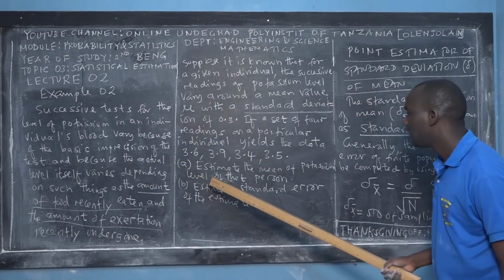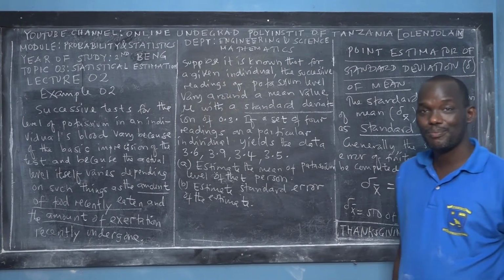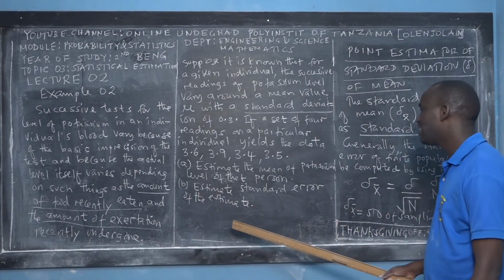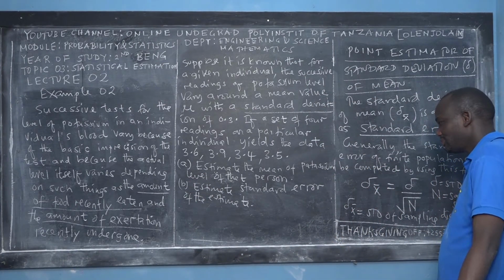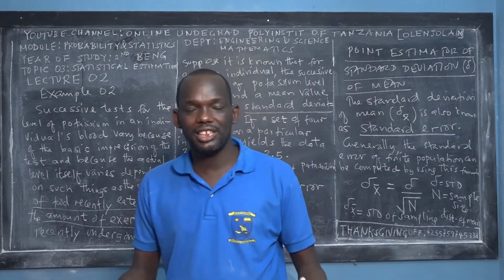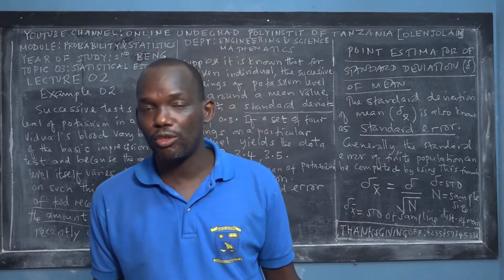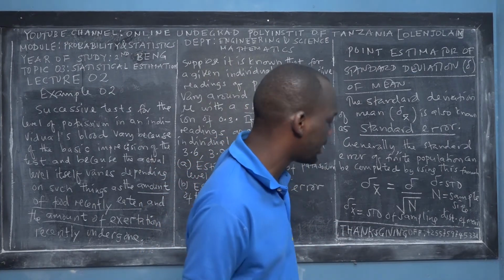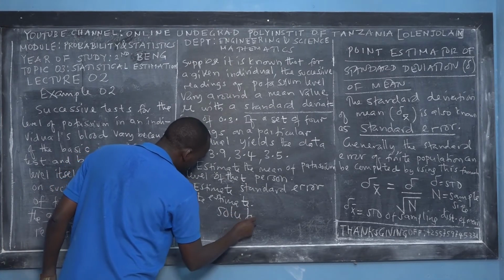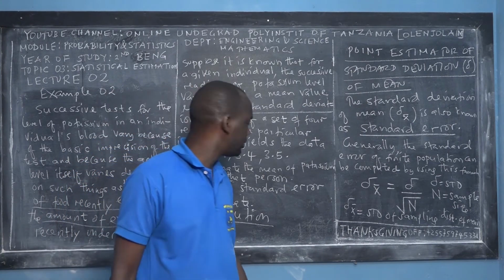Then A, estimate the mean of the potassium level of that person. Who is that person? Possibly you who are watching this video right now. B, estimate the standard error of the estimate. Standard error of estimates is what I'm teaching. So A is just repetition of what I told you about the point estimator of the sample mean, and B is the target, the concept we are learning right now. So we can solve it together. I'll leave homework at the end of this lecture that you can try yourself.